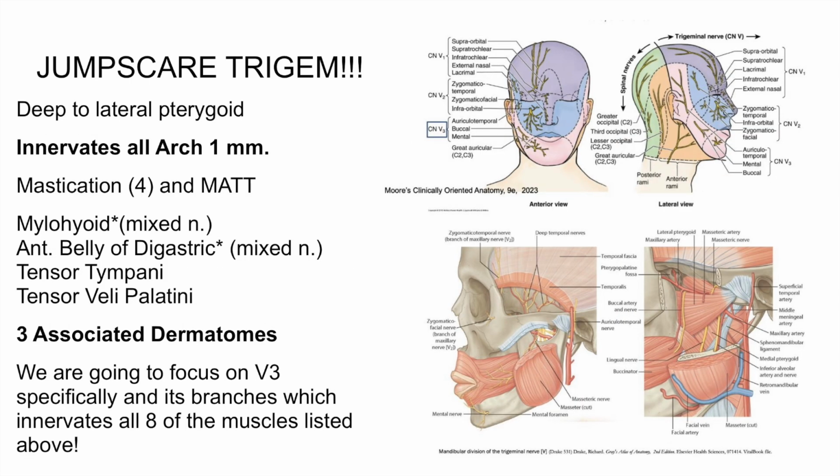All right, and boom, jump scare, trigem. All right, and this is just don't forget it, right? I know we covered this in the last video, but just because we're in this infratemporal region, guess who lives here? Mr. Trigem, right? So cranial nerve 5, the trigeminal nerve, specifically V3, the mandibular region, which is one of the ones that matters the most for the infratemporal fossa.